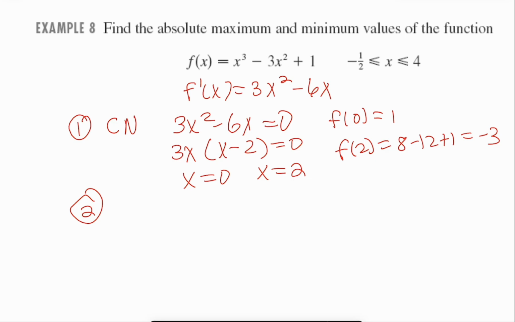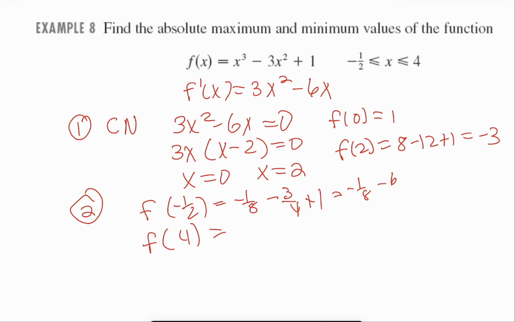So next, let's plug in our endpoints. And again, I apologize if I am not doing these exactly in the steps they said on the other side. But if we plug in our ends, we get negative 1/8 minus 3/4 plus 1. Let's get a common denominator. That's negative 1/8 minus 6/8 plus 8/8, which is 1/8. And then let's plug in 4. We get 64 minus 48 plus 1, which is 17.